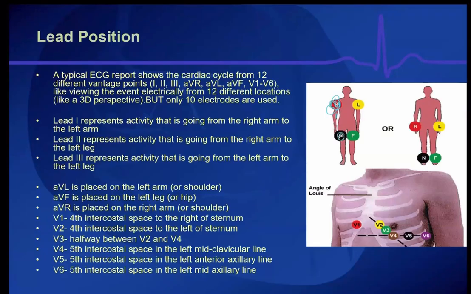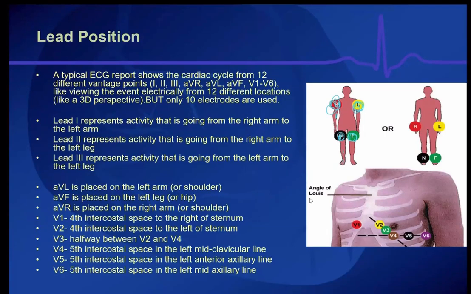N stands for the right lower limb. I can put it in the right side, in the right leg, or in the right foot. The L, I put it in the left upper limb. I can put it on the shoulder, on the arm, or on the forearm. The electrode designated F means it is the left foot. So I can put it on the left upper thigh, on the left leg, or on the left foot. So these are the limb leads which we are concerned with.